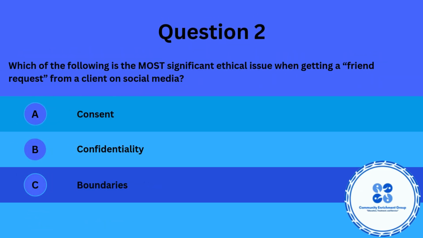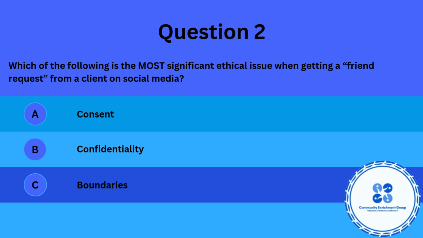Okay, let's look at the next one. I want to give you a little time to think about it, just to see where you are and to test your own skill set before we move on with the answer. This is a short one, so we can get started right with the question. So let's go. Which of the following is the most significant ethical issue when getting a friend request from a client on social media? All right, I'll give you some time to look at the different selections.